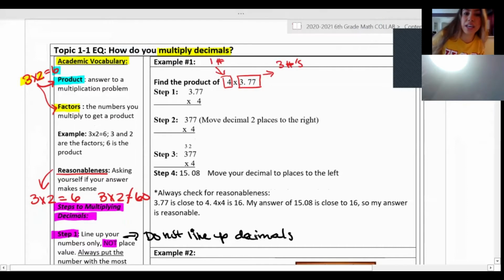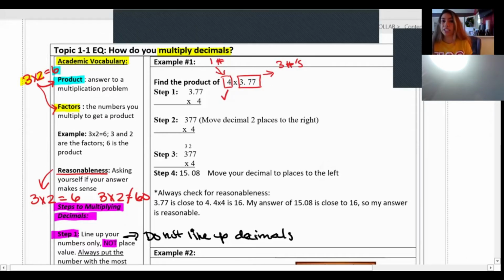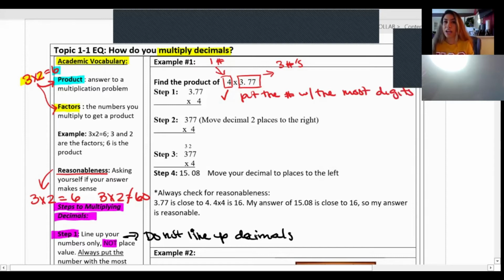Okay, so we see that we place our numbers and we line them up vertically. We put the number with the most amount of digits on the top, and then we're just going to write in the 4, starting all the way from the right. Then in step 2, we're going to move our decimal 2 places to the right. And then in step number 3, we are going to multiply just like we would with whole numbers.